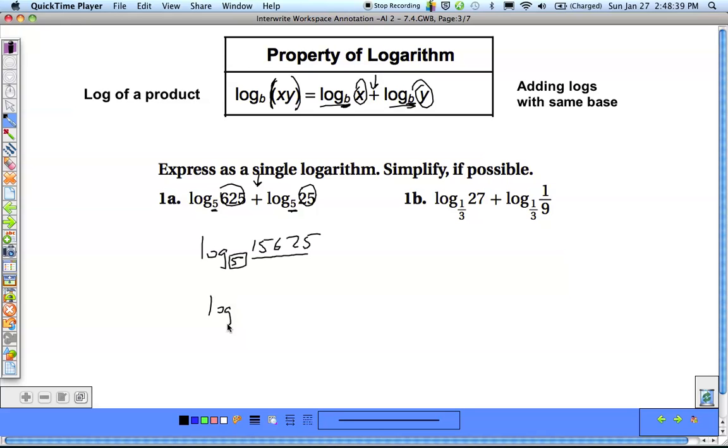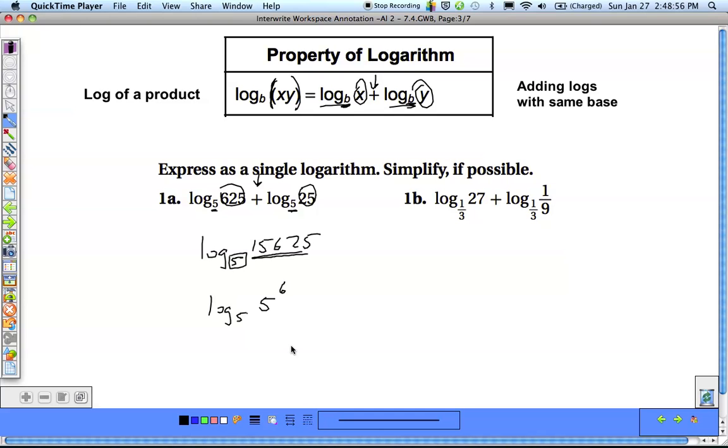Well, if we looked at the two numbers that we originally multiplied, 25 and 625, 25 is a power of 5, 625 is also a power of 5, which means this number should be a power of 5. 15,625 is 5 to the 6th power.